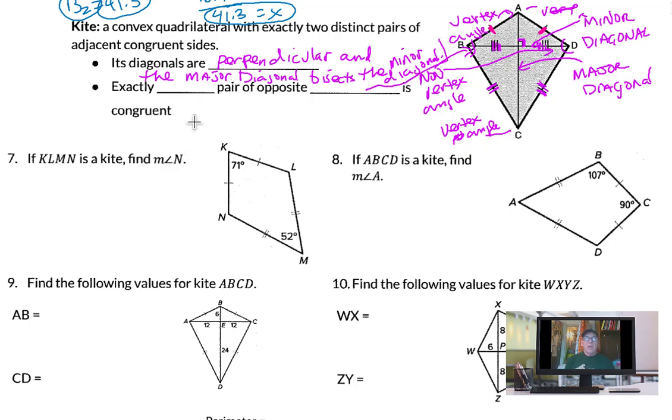And exactly one pair of opposite angles is congruent. One pair of opposite angles. And I would just write this as non-vertex angles are congruent. Okay, so let's see what else we got going on here.